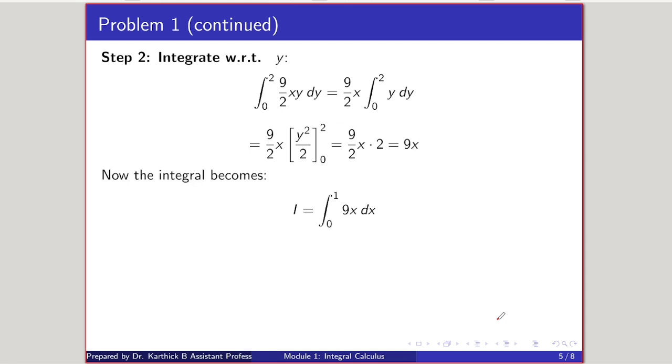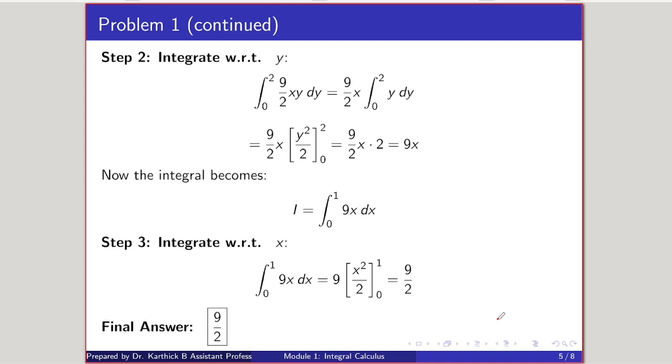So we move to the last one, with respect to x. I will substitute the function 9x. This is the outer integral. Here 9 will be a constant, and the integral from 0 to 1 of x dx can be written like this. While integrating this, I will get x square by 2. So 9 by 2 will be the final answer. I hope you understand this problem.